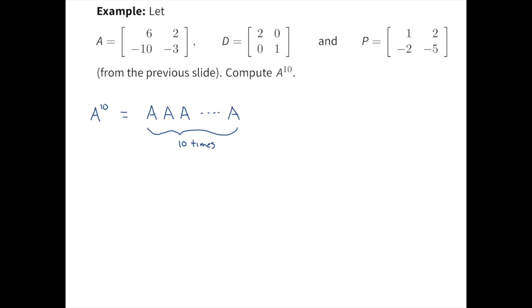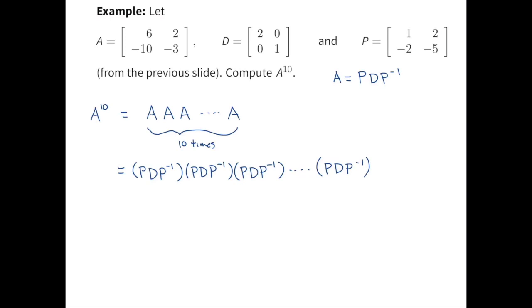well, we have a fact that we can use, and the fact is that A is equal to P D P inverse, okay? So if we take P D P inverse and use it to replace every time we see A, we get P D P inverse times P D P inverse times P D P inverse, all the way up to P D P inverse, okay? And if you drop the brackets, notice you're going to see a P inverse and a P right next to each other, and then another P inverse and P right next to each other, and another. And all of these P inverse P's are going to cancel each other out.